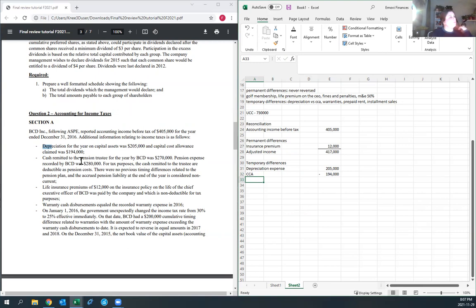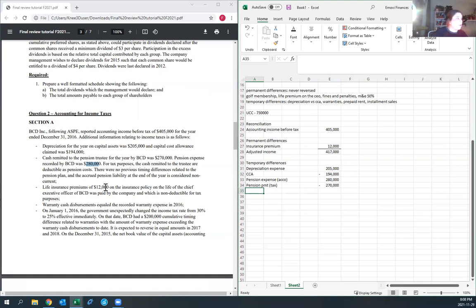Then it's for the pension. So the cash remitted to the pension trustee for the year was 270,000. They paid that amount cash. So that's what we're gonna put as an expense for tax. But they recorded accounting 280. So my pension expense, accounting, is 280. So I'm gonna add it back to cancel its effects on my income. And then I'm gonna deduct my pension payments under tax of 270.